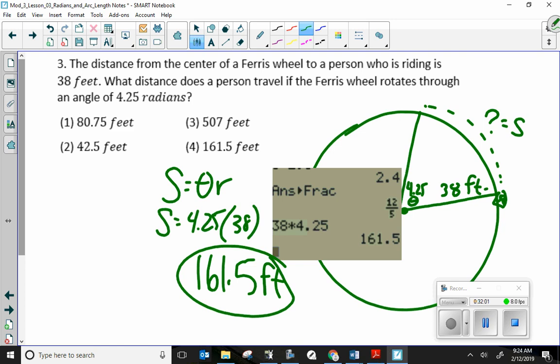Nice. Even without a calculator, I know 4 times 38 was 152. Plus, I got to have a little bit more, so I knew it couldn't have been this or this. And I know that's way too much. So we could have ballparked that and got it. Good for us. We're getting smarter. Okay, on to the last one.